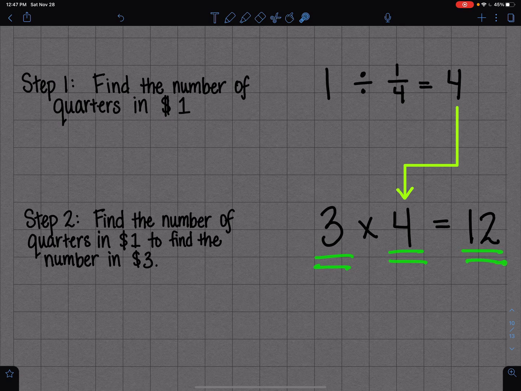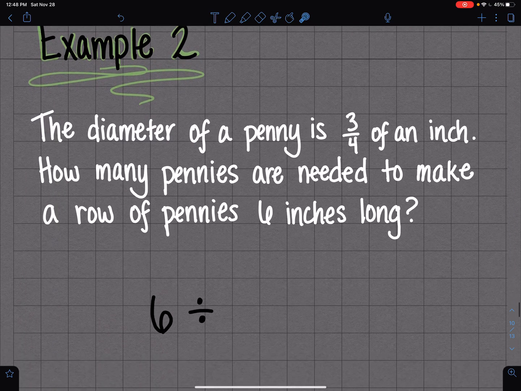So if you had a machine that wanted $3 worth of quarters, you would have to put in 12 quarters. Let's do another one, okay? So the next one is the diameter of a penny. The diameter of a penny is 3/4 of an inch.